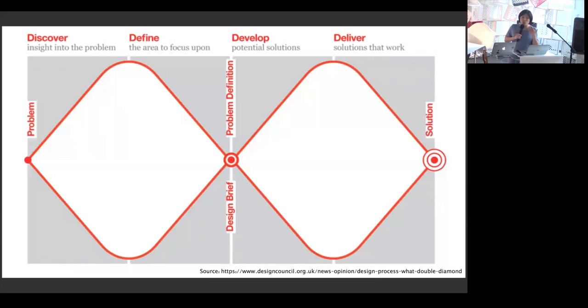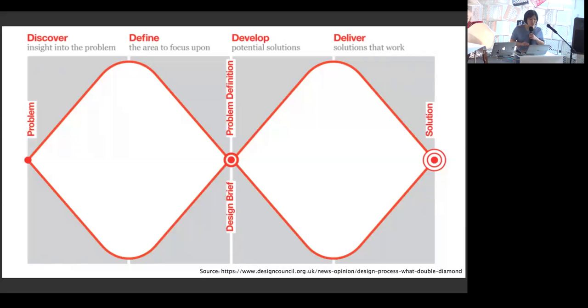And the reason why the lines go up and down is because it's divergent and convergent. When you're at the discovery stage, you will be able to get as much information as you want. Then you take the time to synthesize the information and define the problems. Then develop is where you get a chance to come up with as many ideas as you can. And during the delivery stage, you have to synthesize and see what's working and what's not working. And then you deliver a solution.